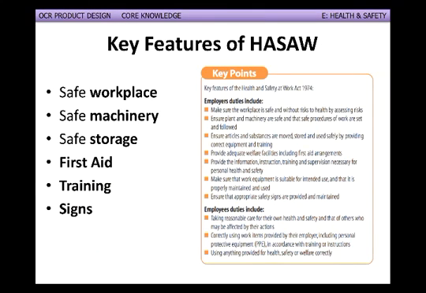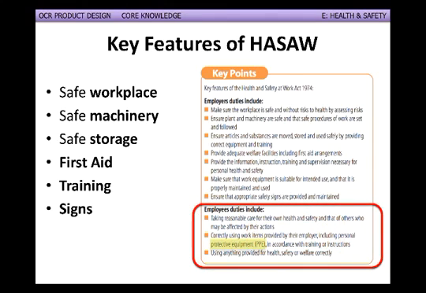So there are a few key features of the Health and Safety at Work Act. You can pause the video and read through these at length on your right, but essentially it just boils down to these 6 things here. In other words, providing a safe workplace, safe machinery, safe storage of dangerous things, first aid, training for people that work there, and correct signs that are going to be placed around the workplace.